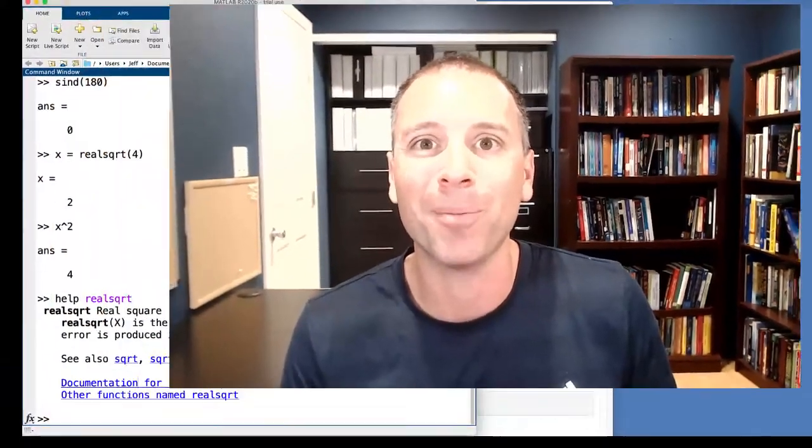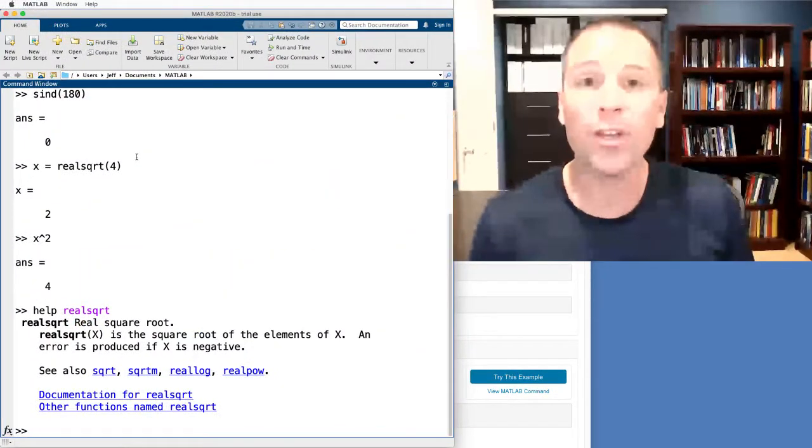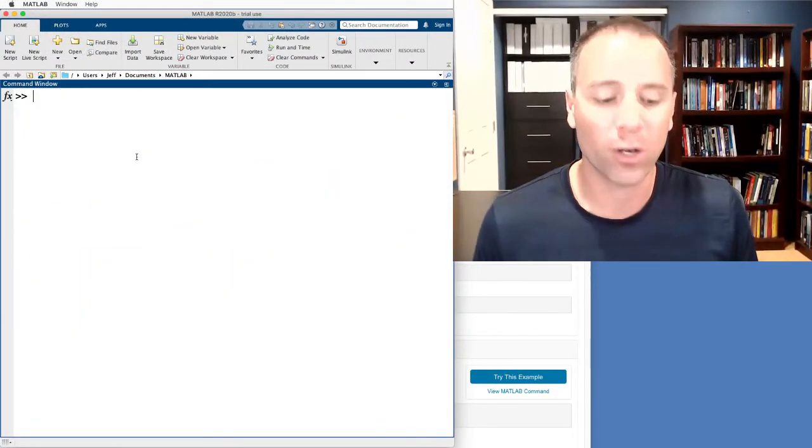We've just seen how we can use the documentation to search different functions that MATLAB provides for us. Those are called native MATLAB functions or built-in functions on the MATLAB platform. Let's keep going with our discussion of how we use functions. We'll go ahead and clear our screen real quick.